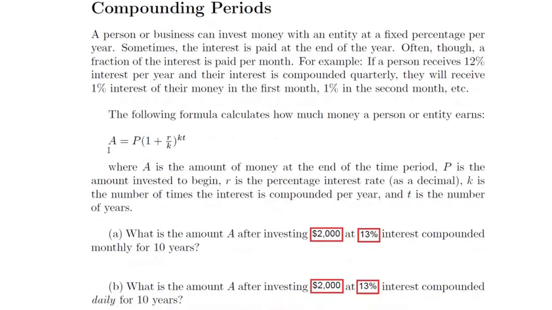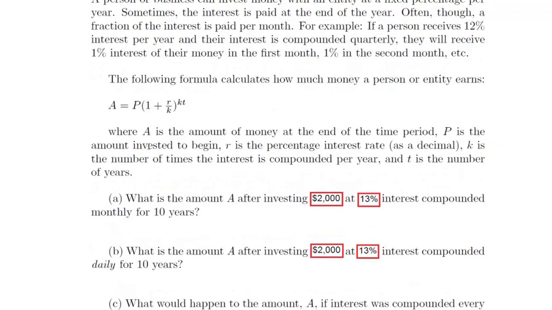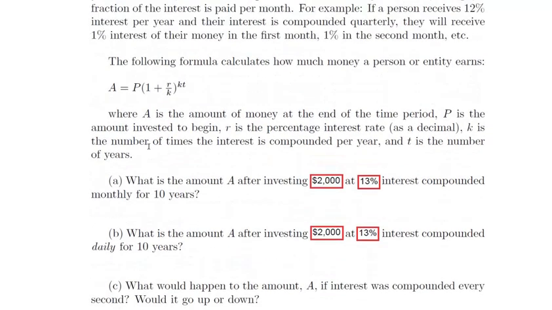So for applied problem 1, we're using this formula, which you have probably seen in a previous course, but I'm going to demonstrate with different numbers so that you can have something to follow along with. What is the amount A after investing $2,000 at 13% interest compounded monthly for 10 years?